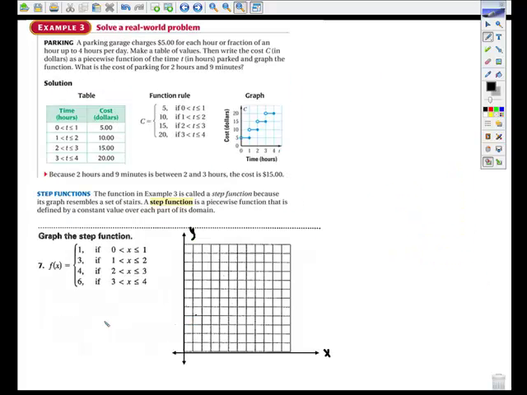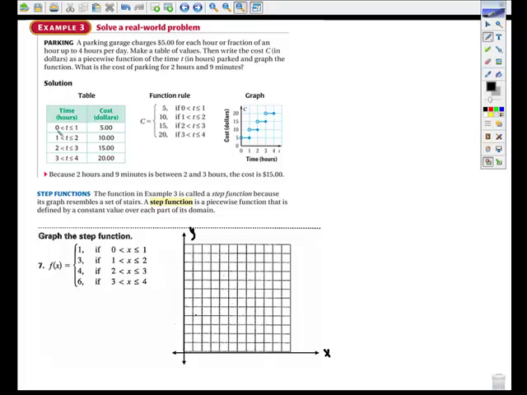All right, now let's move on. Here's a real-world problem. It says a parking garage charges $5 for each hour or fraction of an hour up to 4 hours a day. So if you're there for 2.5 hours, it's going to cost you $10 because that's part of an hour, another hour. Make a table of values and write the cost C in dollars as a piecewise function of the time T in hours parked, and graph the function. Well, I left it up here, but I do want us to look at it.